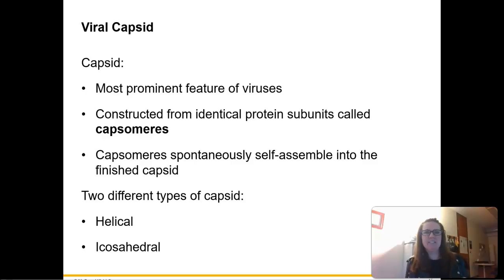So we have at the bottom of our slide that there's 2 different types of capsids on this slide, but there's actually a third one. So we have the complex capsid, which is the last one. So let's take a look at these capsids.